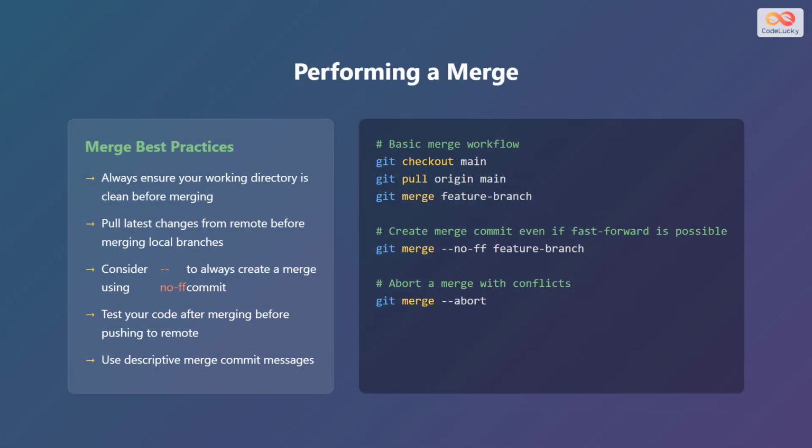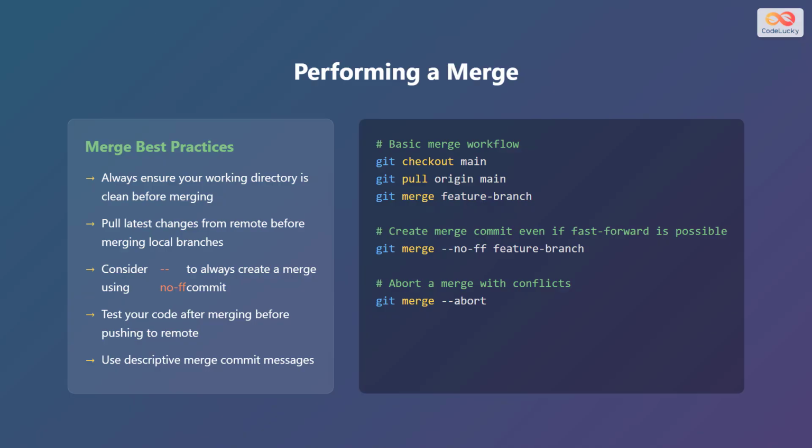Here are some best practices to consider when performing a merge. Always ensure your working directory is clean before merging. Pull the latest changes from the remote before merging local branches. Consider using --no-ff to always create a merge commit. Test your code after merging before pushing to the remote. Use descriptive merge commit messages.